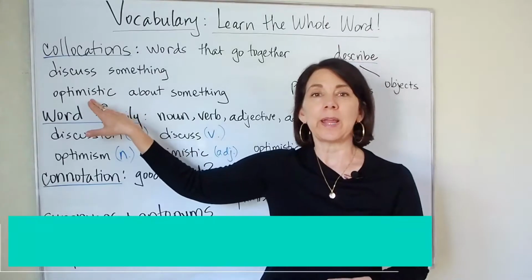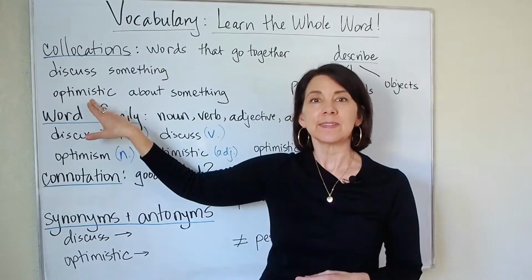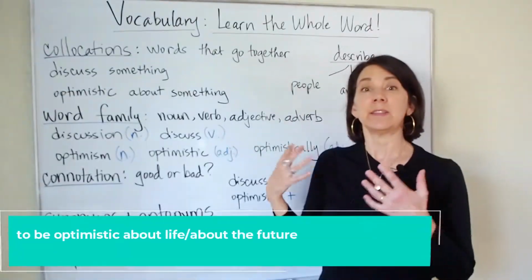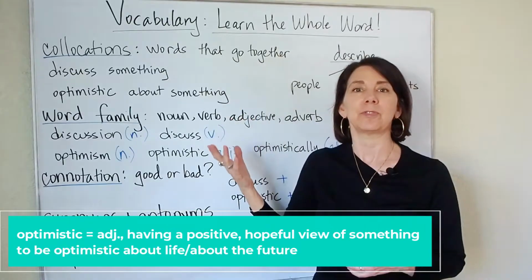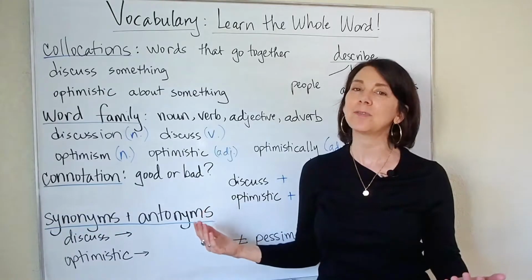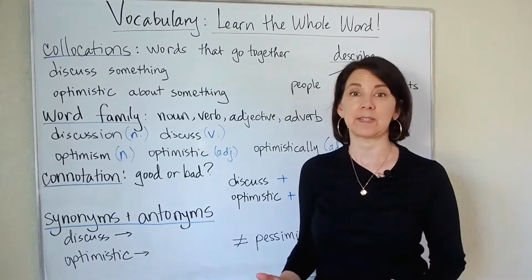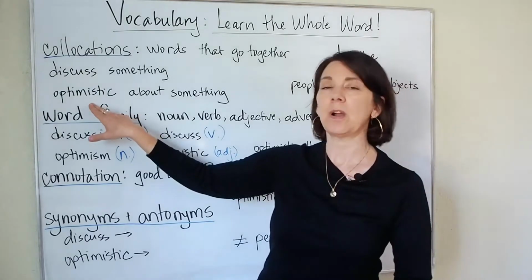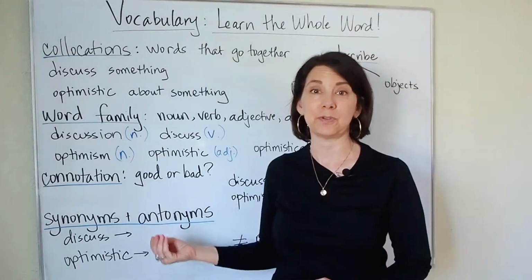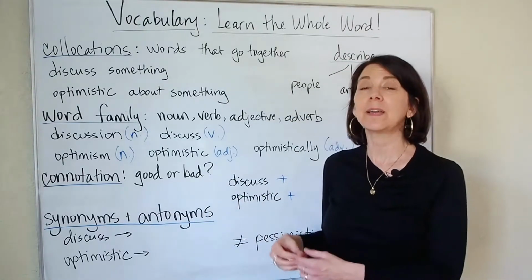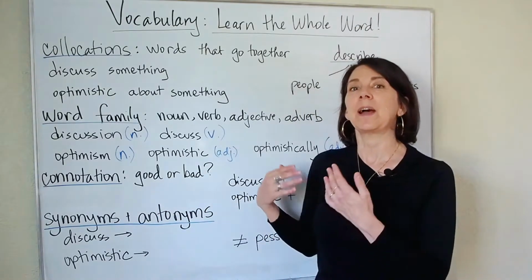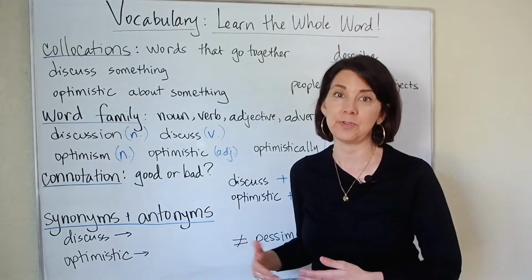In the next one, we have the example word optimistic. What is optimistic? Optimistic is an adjective that describes your view of life or your view of the world. For people who think about things in a positive way, we say that they are optimistic. So this is an adjective, and we always say optimistic about something. Okay, I'm optimistic about the future. I'm optimistic about climate change, for example. So again, it's describing having a positive, hopeful view.